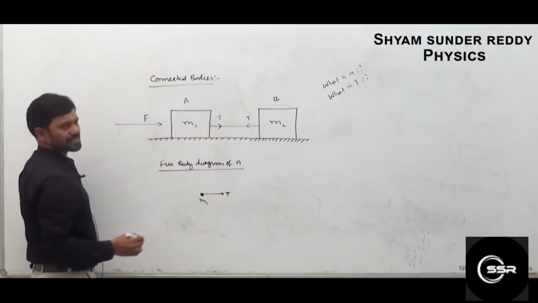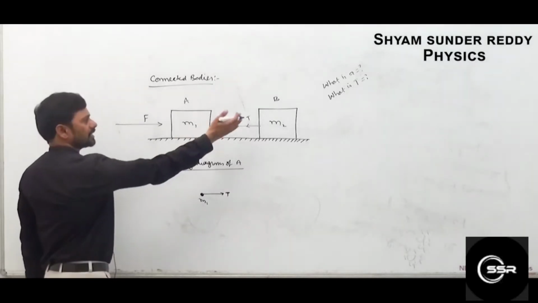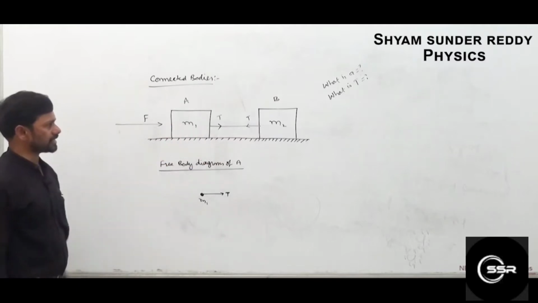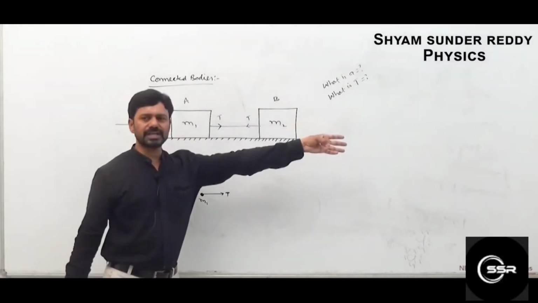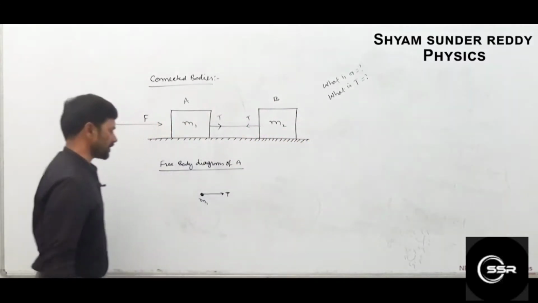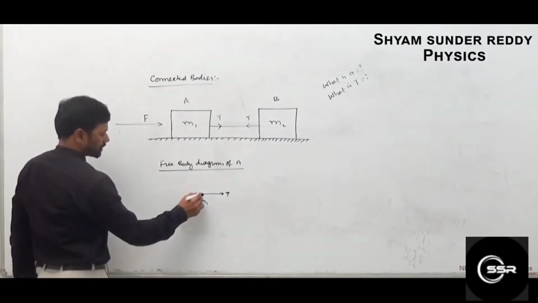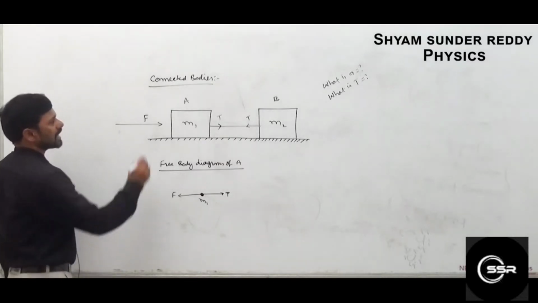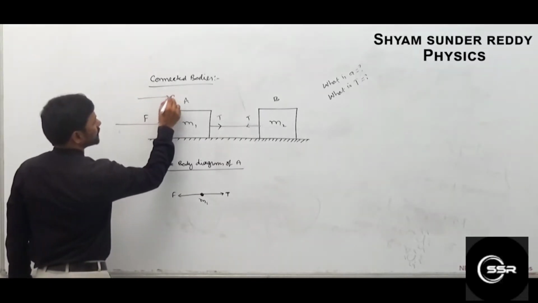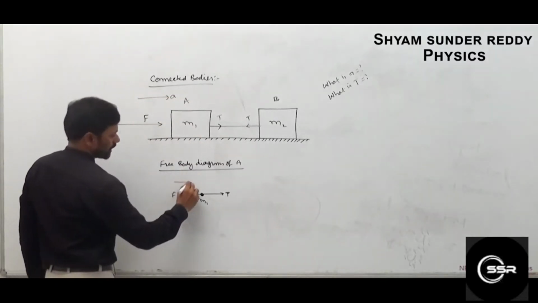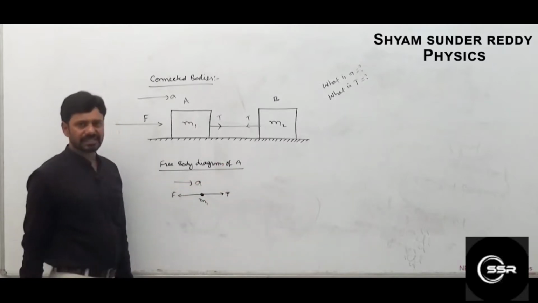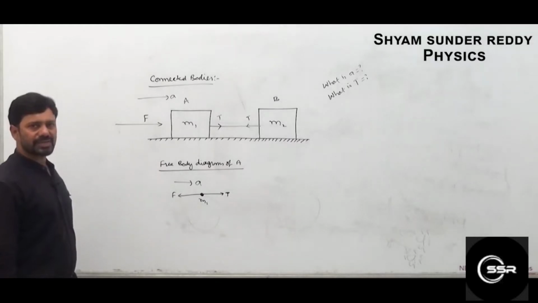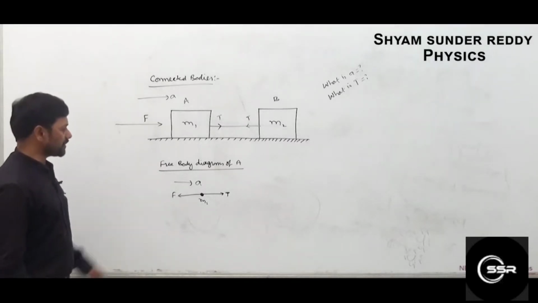If the string is changed, the tension is changed. That's why we take a single string, so it's a tension T. If one more string is there, we need to take T1, T2. And in this direction is the force F, right? Acceleration is in the direction of force. So in the direction of force, acceleration is there. Based on this, we need to write the FBD equation.